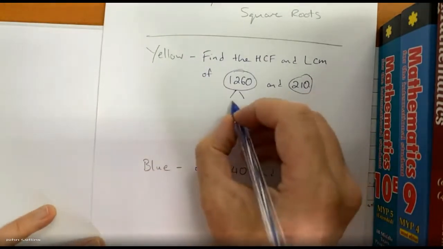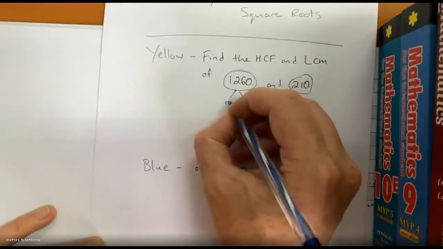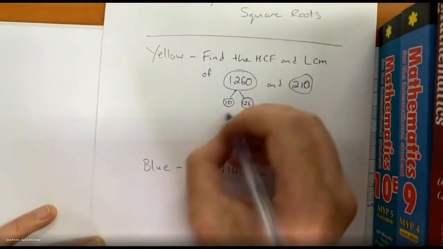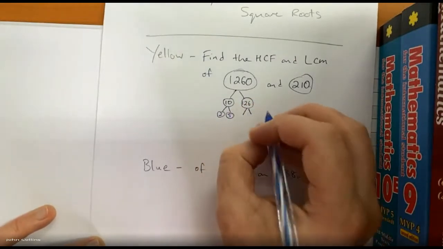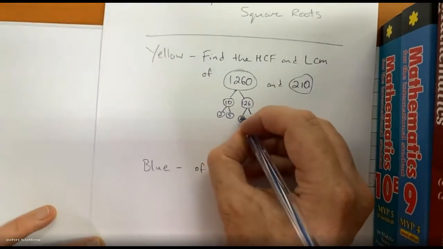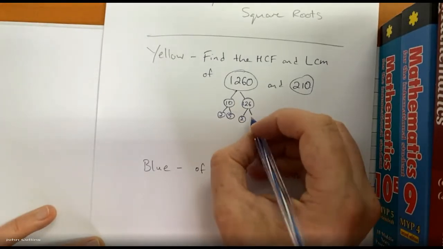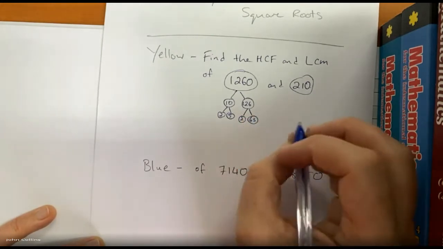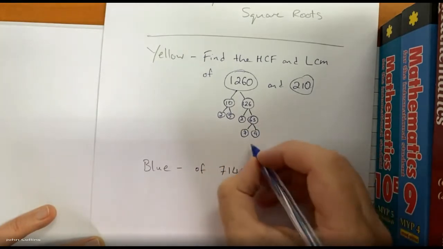I'm going to do it a bit small here because I'm going to try and fit it in before this question. So I know 10 times 126 is 1,260. 10 can split up into 2 times 5. 126, well, I know 2 goes in because it's an even number. Possibly 3 goes in as well, but we'll put 2 in. And I think it's 2 times 63 if I divide by 2. 63, of course, is 7 times 9. And 9 is 3 times 3.